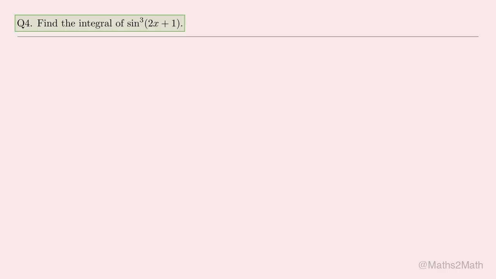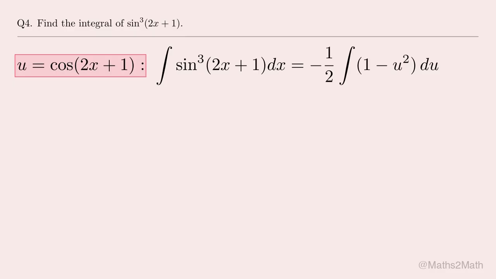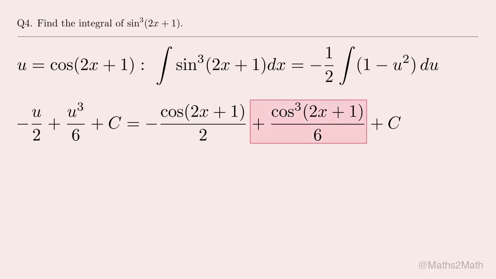Question 4. A cubed sine, peel one factor and convert the square. Then substitute the cosine. Write sine cubed as 1 minus cosine squared, times sine. U is cosine of 2x plus 1 with du carrying minus 2 sine. Integrate the polynomial in u.